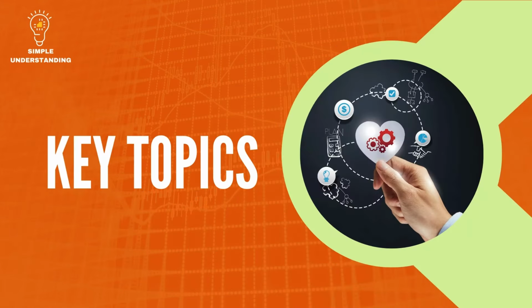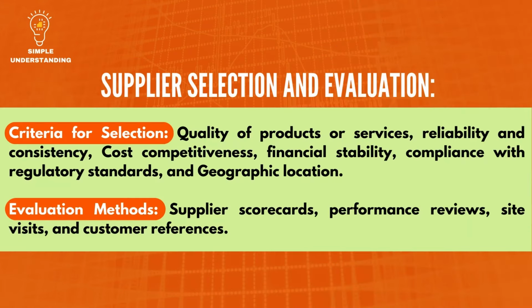Key topics. 1. Supplier selection and evaluation. A. Criteria for selection. Quality of products or services. Reliability and consistency. Cost competitiveness. Financial stability. Compliance with regulatory standards. Geographic location. B. Evaluation methods. Supplier scorecards. Performance reviews. Site visits.